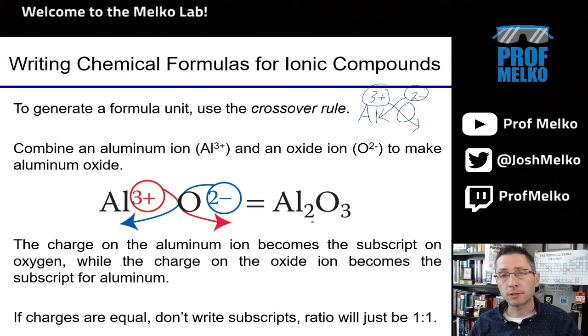Now, it's important to know that you only use this crossover rule if these charges are not equal. If instead it was something like barium, which is +2, with oxygen 2 minus, we don't cross those over to make barium 2, oxygen 2. That would be wrong. Since it's already a 1-to-1 ratio, I don't need to cross them over. I just keep each element in that 1-to-1 state. So it's just Ba1O1 for barium oxide.